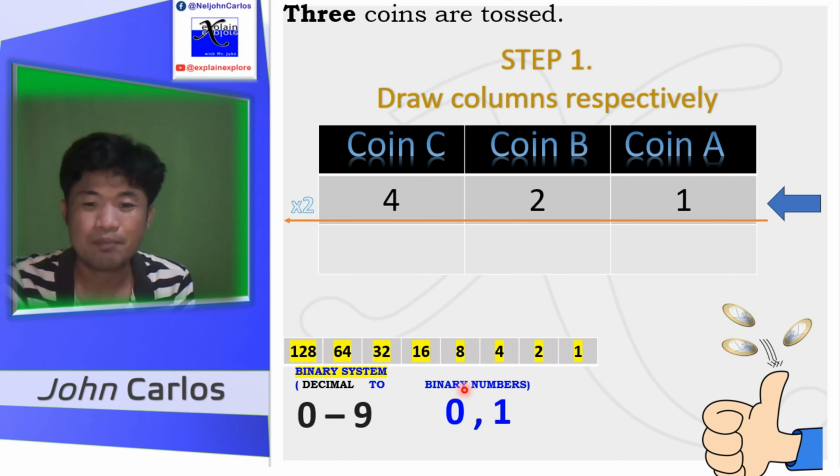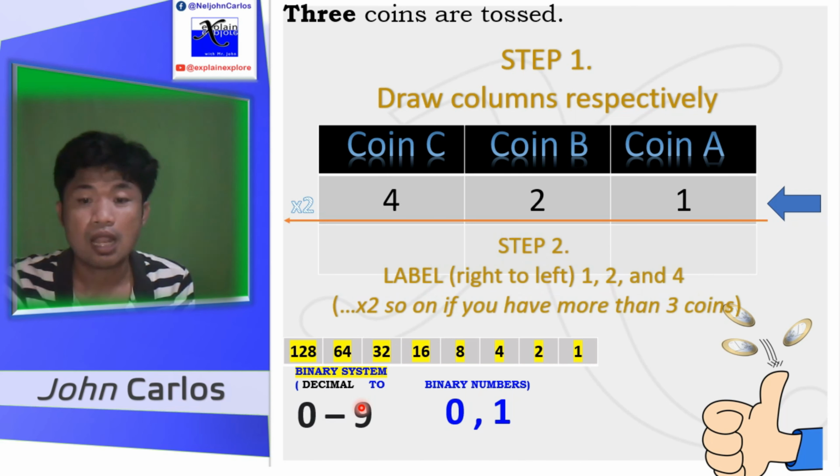So we have this, the easy way to convert decimal to binary numbers. Take note that binary numbers only use 0 and 1, base 2, and decimal is base 10, 0 to 9. And step 2, we label right to left: 1, 2, and 4.